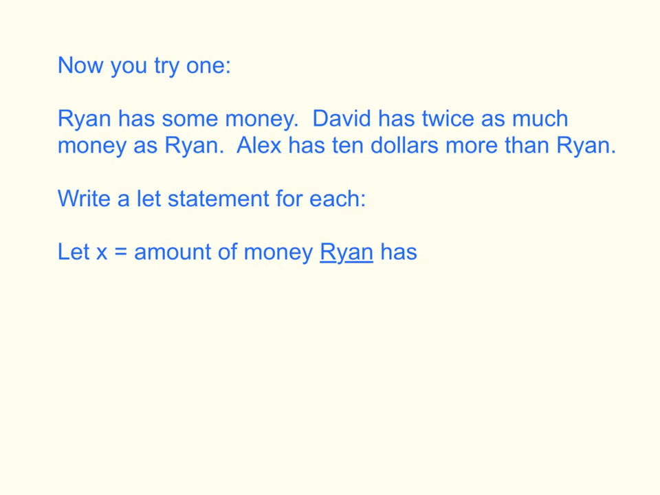Let's try again. Ryan has some money. David has twice as much money as Ryan. So I underlined twice because it's a key word. And then we have Alex, who has $10 more than Ryan.